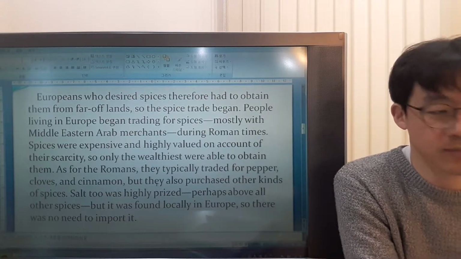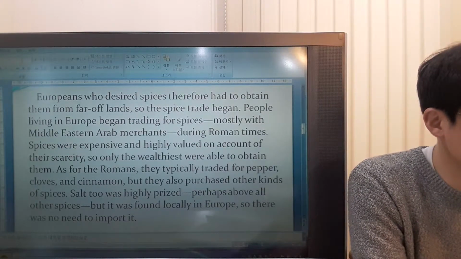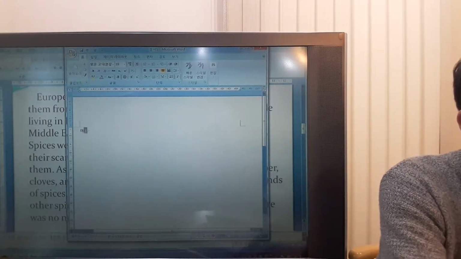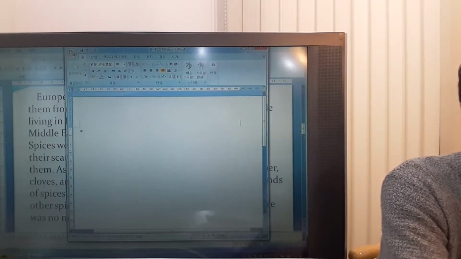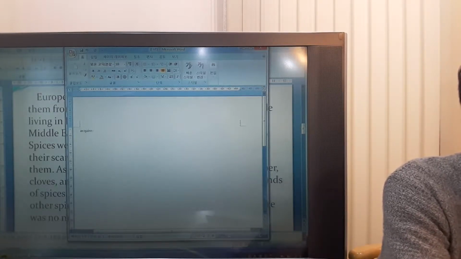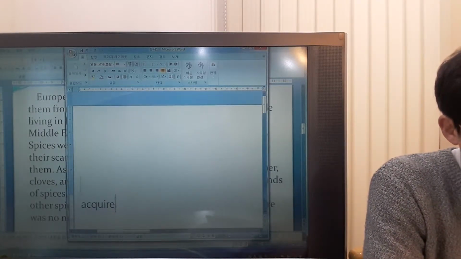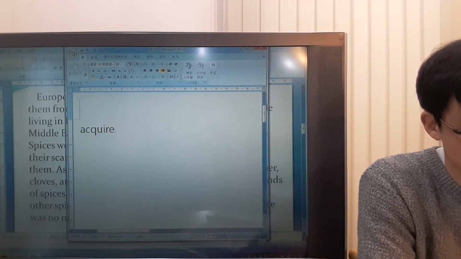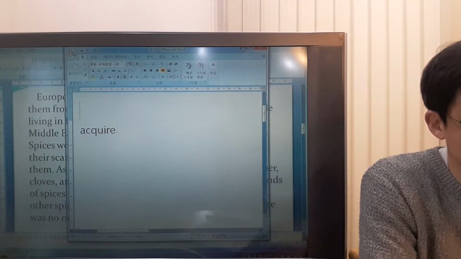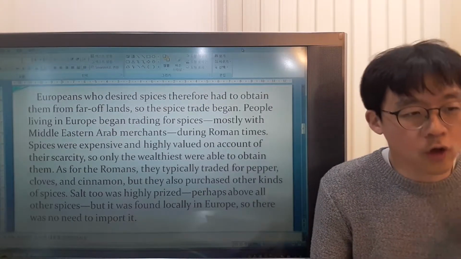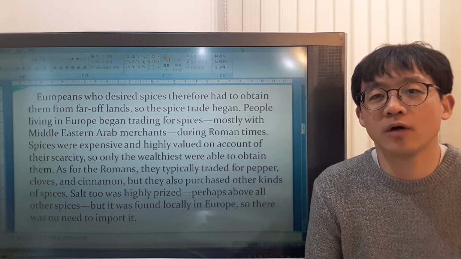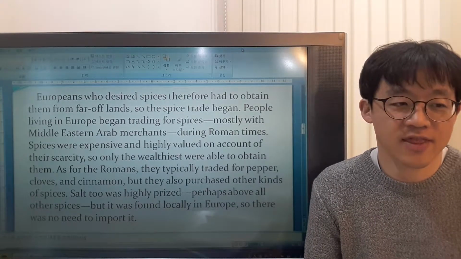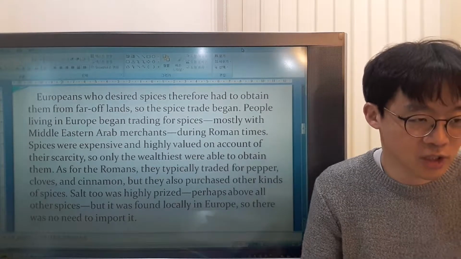Obtain means to get something, all right? And a similar word to that is acquire. You see that? Okay. Far off. Off has the meaning of no longer touching that thing. So far off means not touching it and it's far.